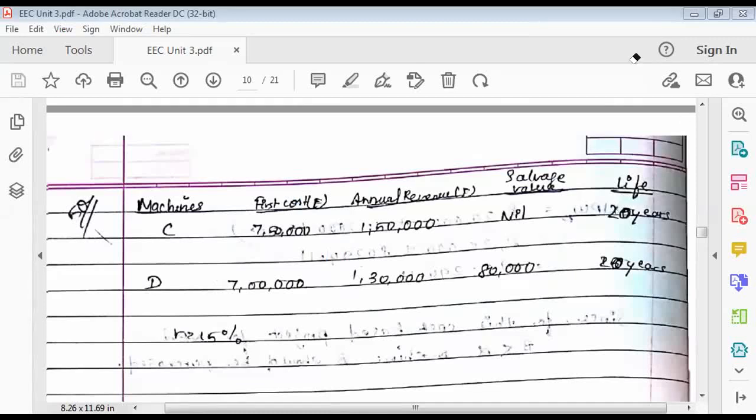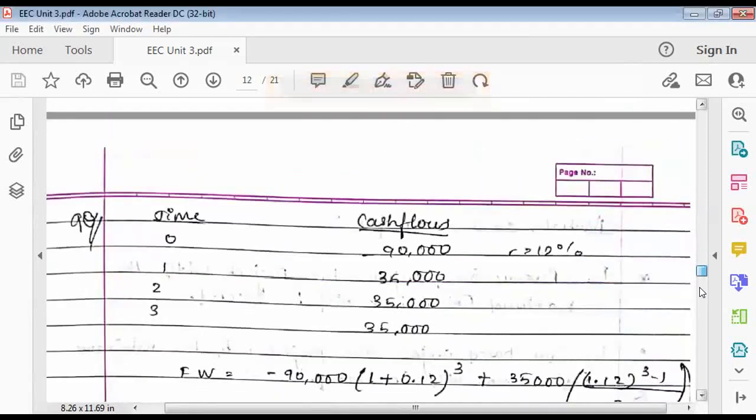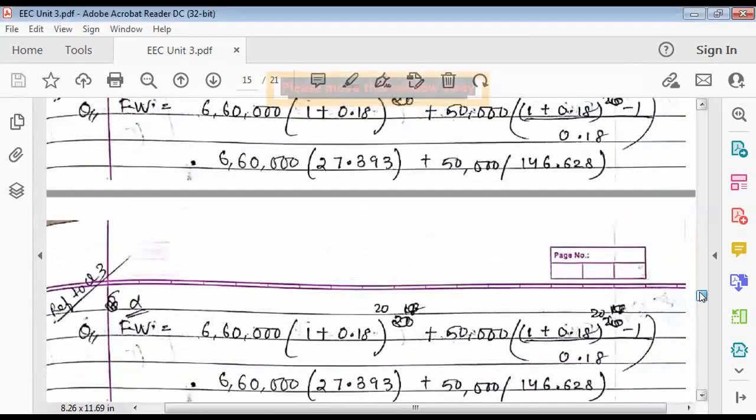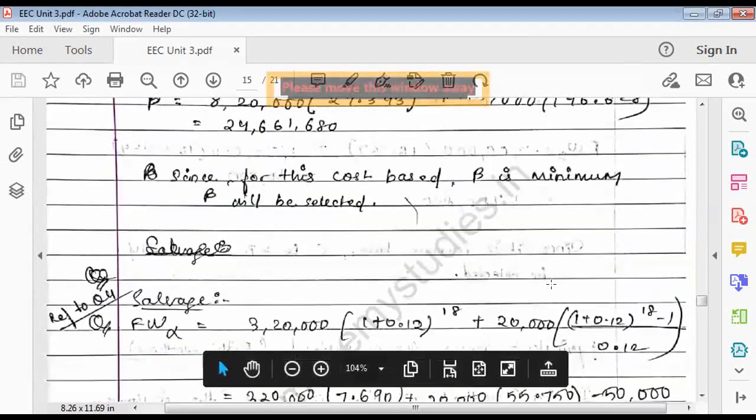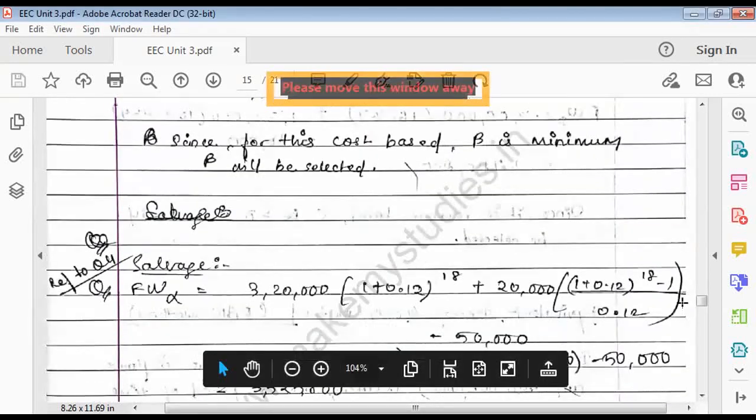So you can look at the solution. Just look at the solution. I know you must be getting restless. So just 2 more minutes. I'll just show you the solution, then we can wind up.